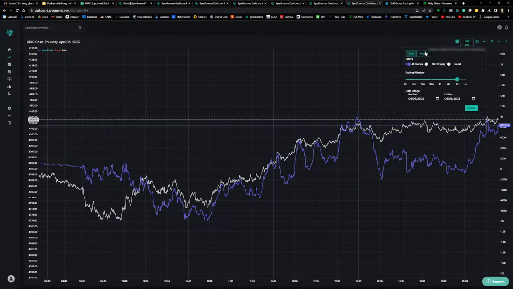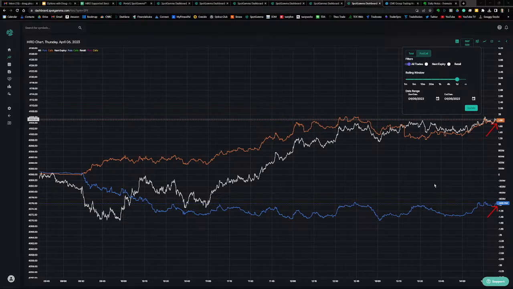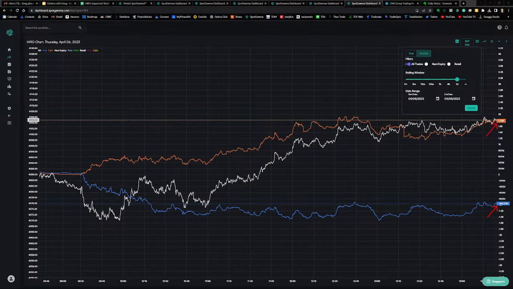Let's separate out puts and calls. And showing that call buyers are in charge today. Almost 1.8 billion versus minus 940 million. So call buyers in the S&P 500 are in charge, and mainly the SPX call buyers, as we saw before when we looked at the separate signals for SPX and SPY. So sometimes you have to do a little digging to figure out what is actually driving price action.